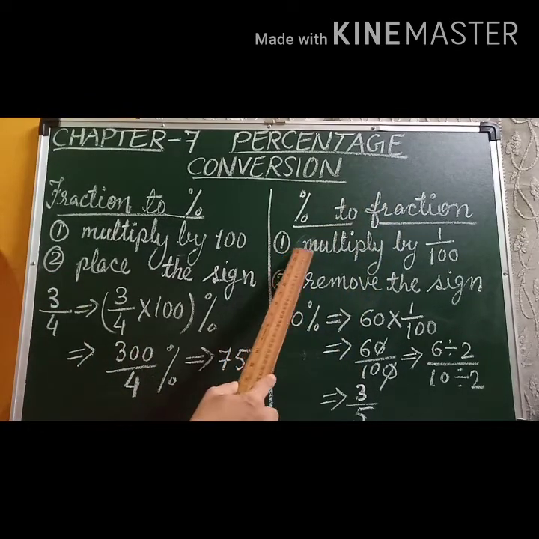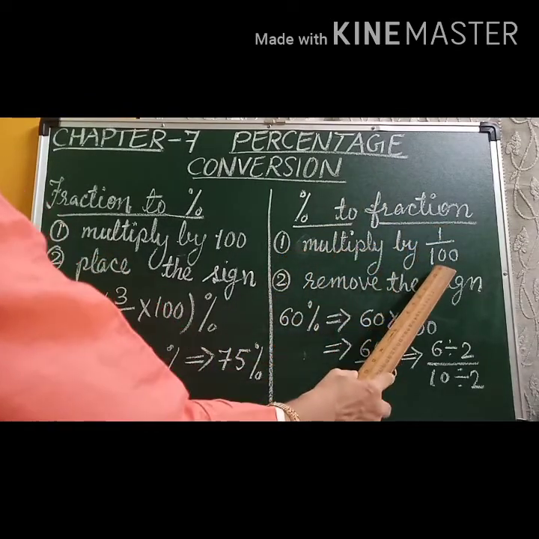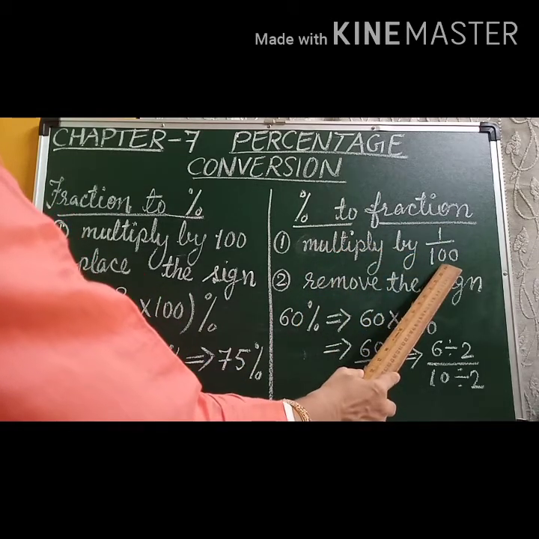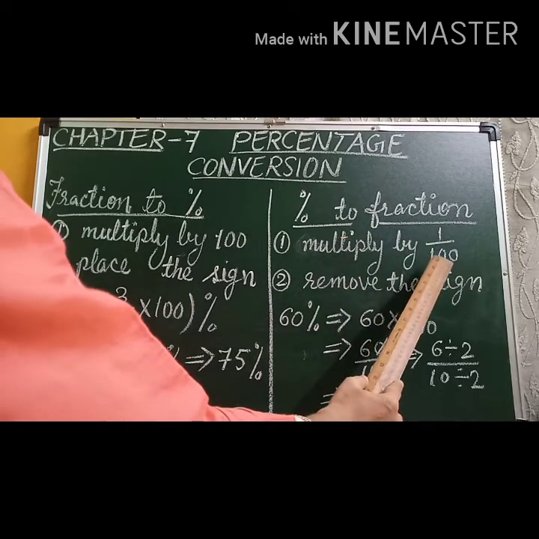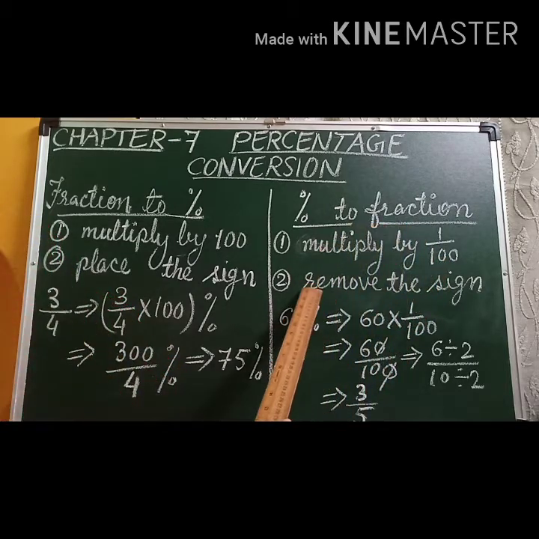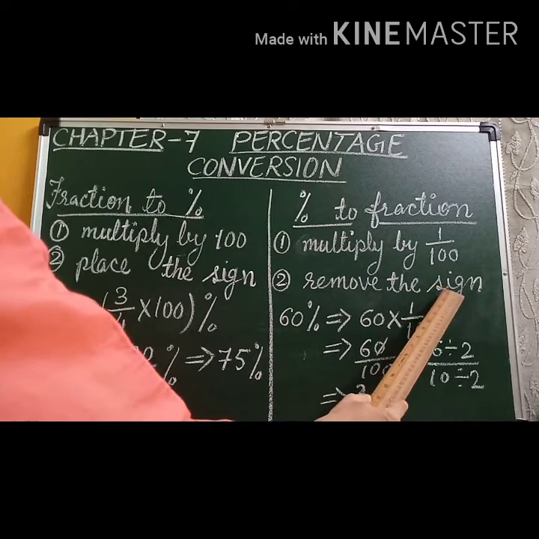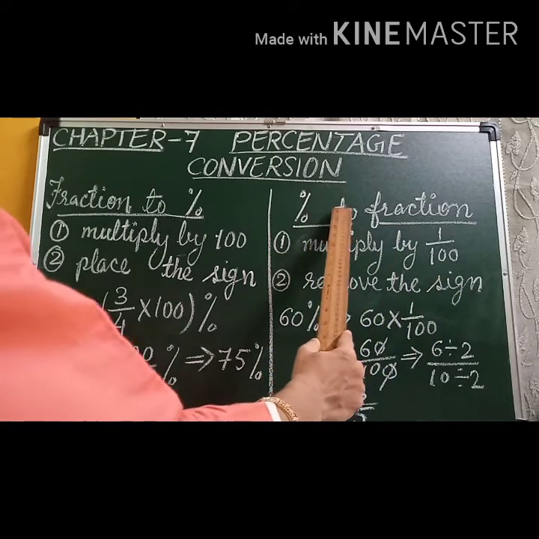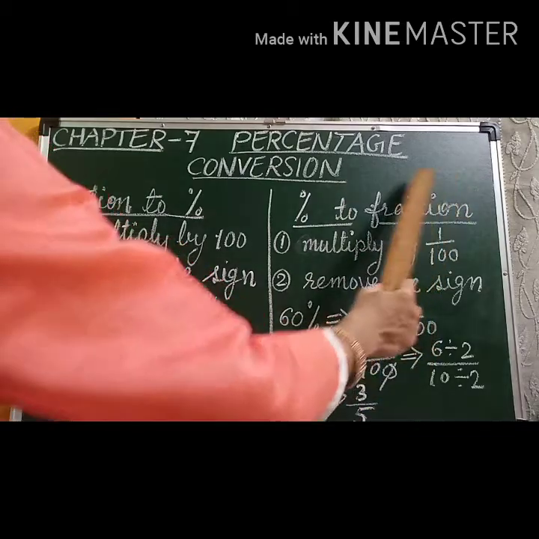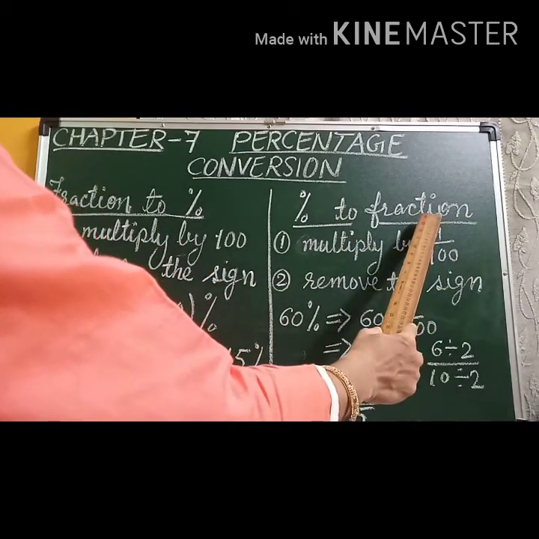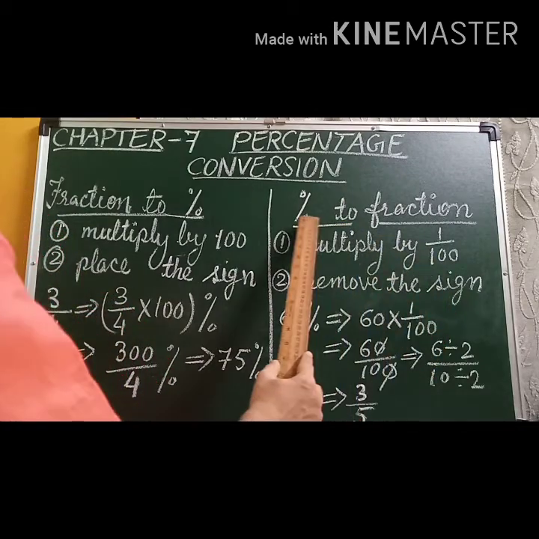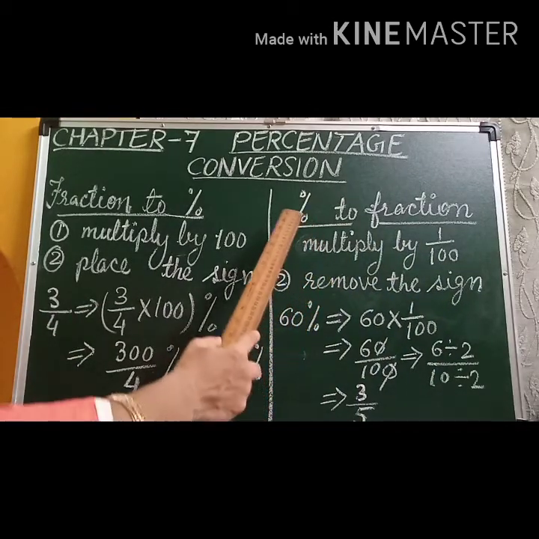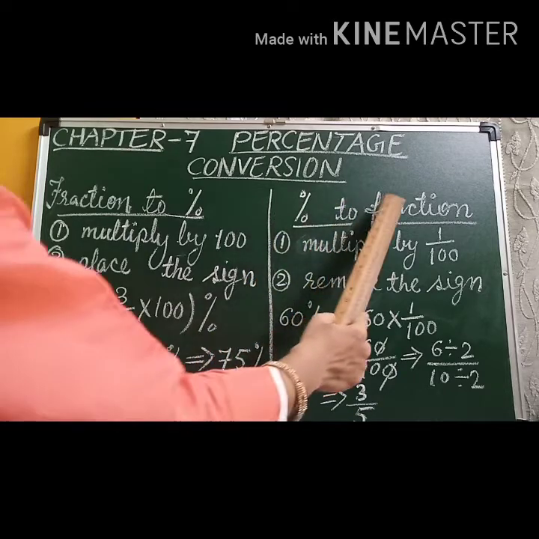In the first step we have to multiply by 1 by 100. Either we can say multiply by 1 by 100 or we can say divide by 100. Okay, and in the second step we have to remove the sign of percentage, because here we have to convert percentage to fraction. So fraction doesn't follow any sign, so we have to remove the sign of percentage. Okay, so these two steps we have to follow when we have to convert percentage to fraction.